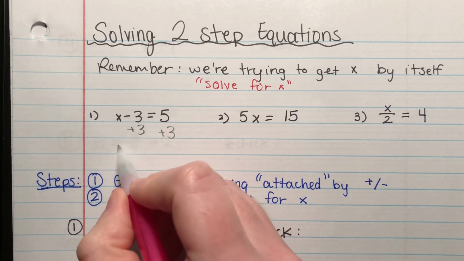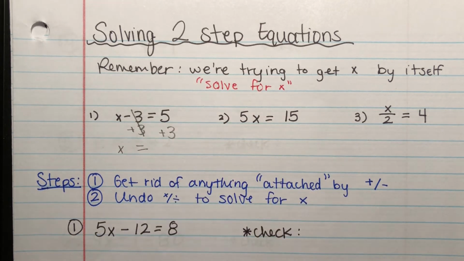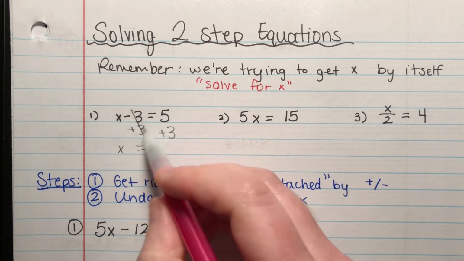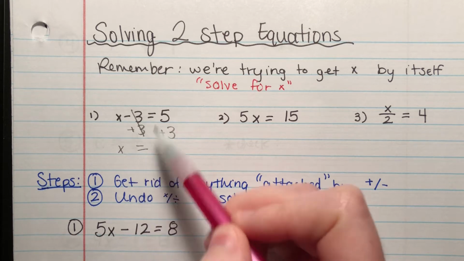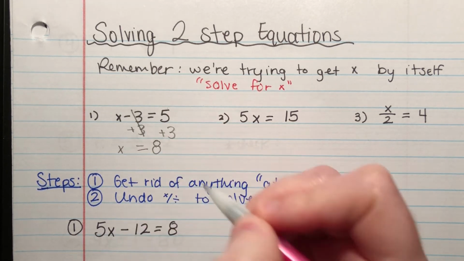Alright, so x equals, because -3 plus 3 is 0, right? So I can just cross those out. So on this side I'm left with x equals 5 plus 3 is 8.